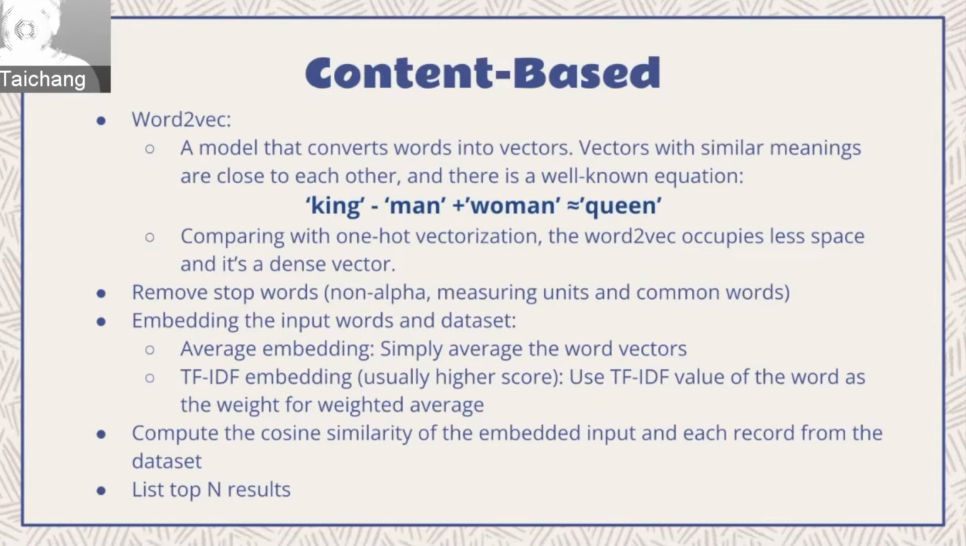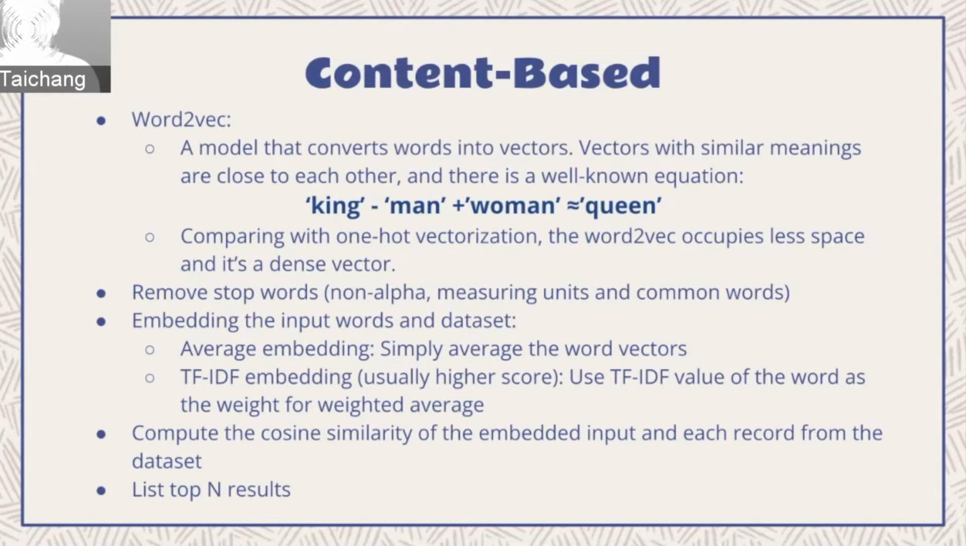In the embedding part, we are going to embed our input and the dataset ingredients, as they are lists of strings. We are going to embed them into a single vector. And before the embedding, we should remove the stop words. The stop words contain non-alpha inputs like numbers or Greek letters, and measuring units like kilogram or pounds, and also all the common words, like the word "the" or the word "of", that carry almost no meaning.